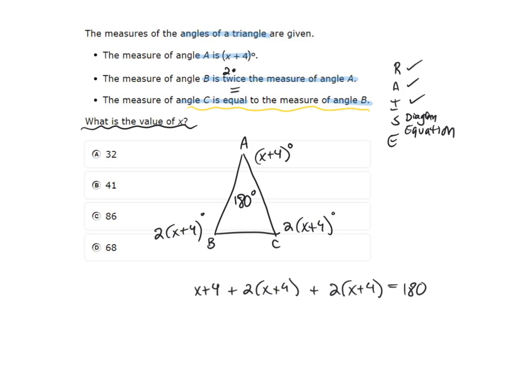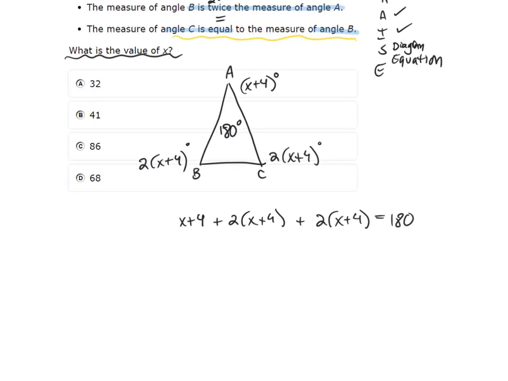Now at this point, if I wanted to, I could use substitution and work backwards. I could substitute 32 for x and see if it works. I could substitute 41 for x and see if it helps. And I could go on like that. I'm just going to solve it using my steps. I'm going to combine like terms first. Let's see, x plus 4. I need to distribute my 2's. Plus 2x plus 8 plus 2x plus 8 equals 180.